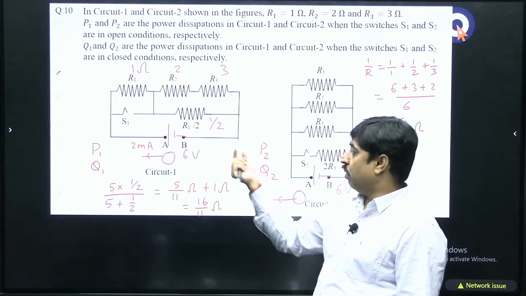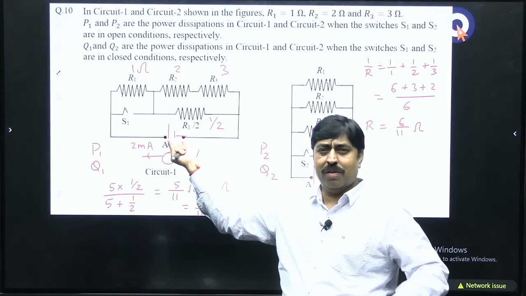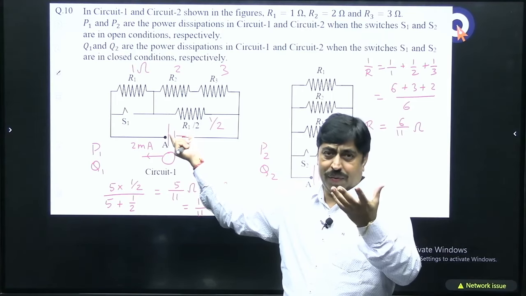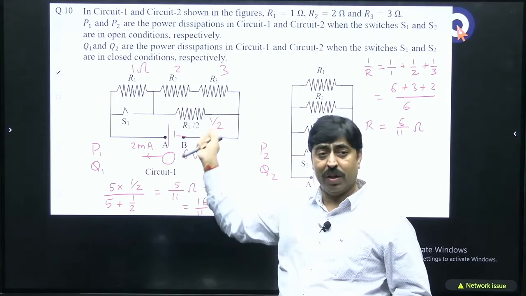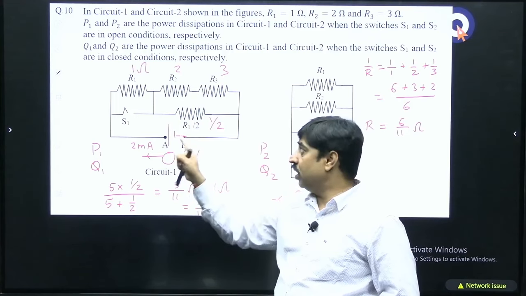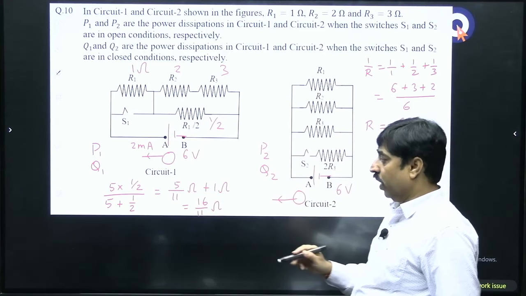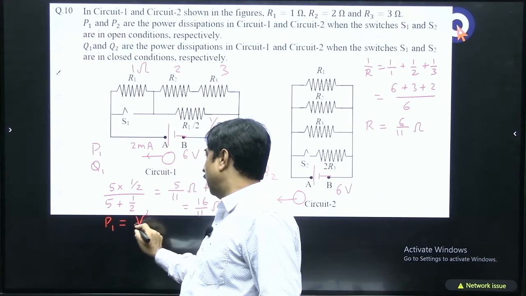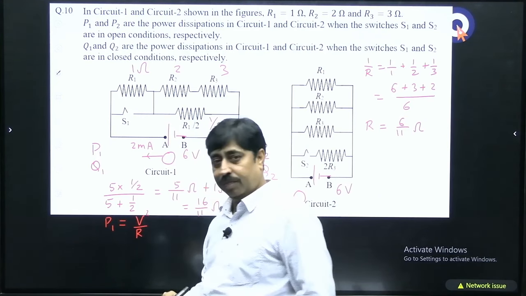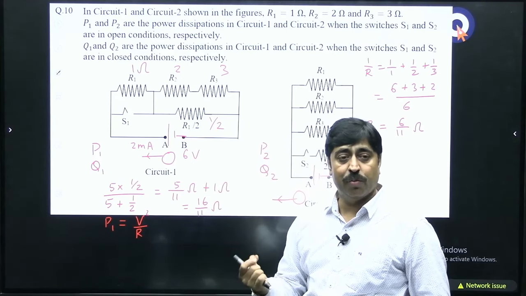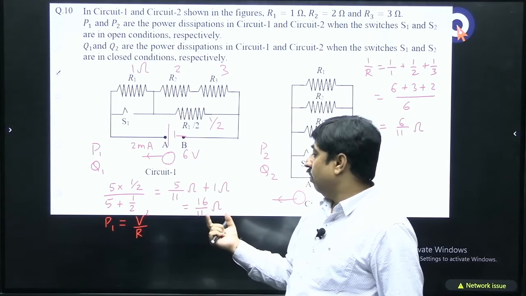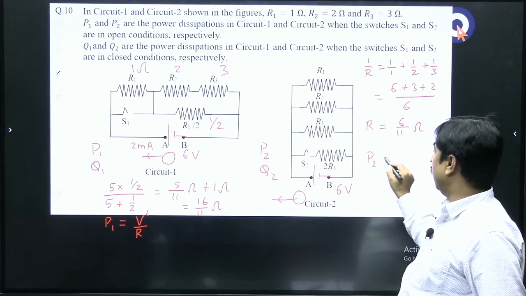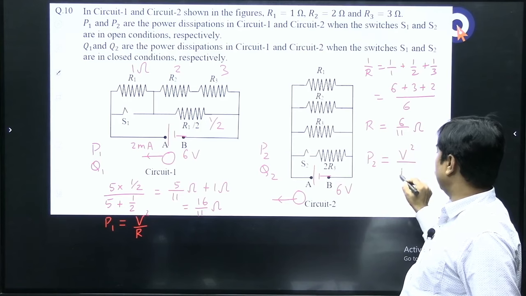Now, when you connect a battery of EMF V, the 6 volt is not very important here. If we connect a battery of EMF V volt here, what is the power dissipated in this circuit? That is, what is the value of P1? One can easily understand that P1 will be V square by R, R equivalent. So, in this case, the power dissipated in this circuit will be V square by R.